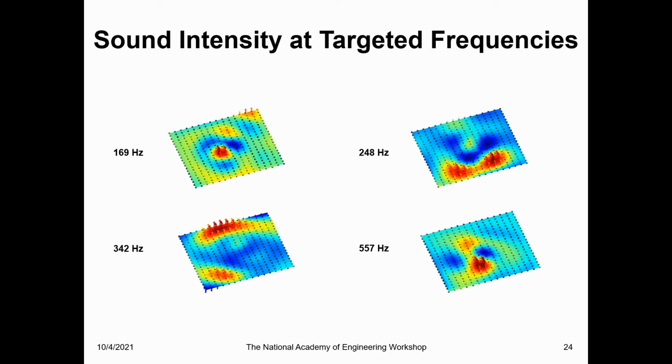Shown here are the 3D time-averaged acoustic intensity vector distributions on the front surface of a dishwasher at the corresponding resonance frequencies. These acoustic intensity vectors indicate the flows of the acoustic energies from the dishwasher front surface into the surrounding fluid medium.